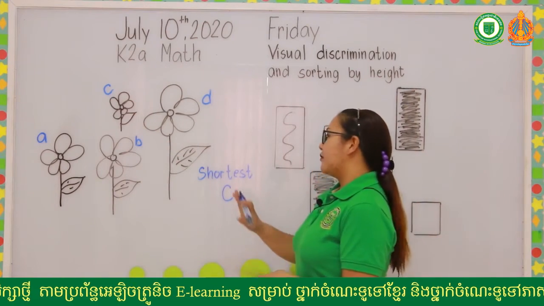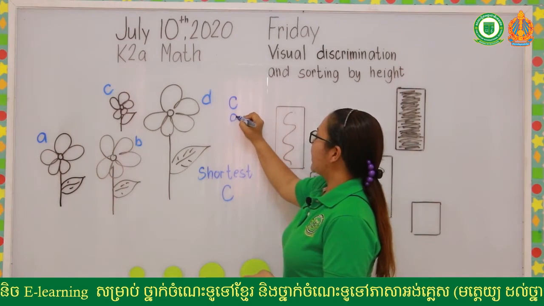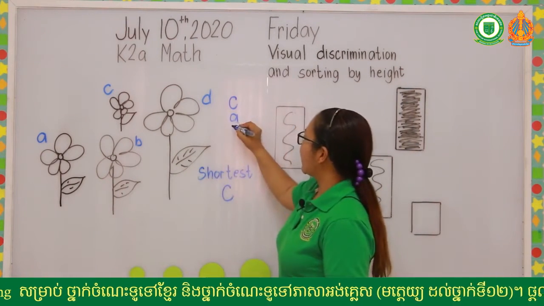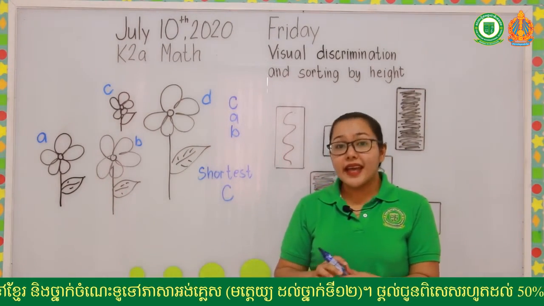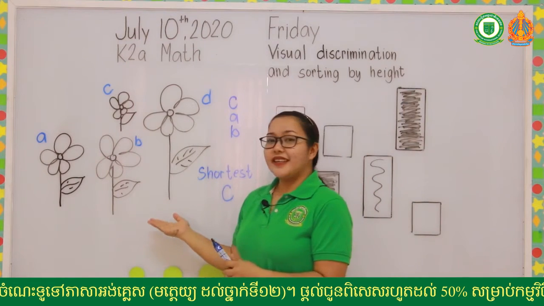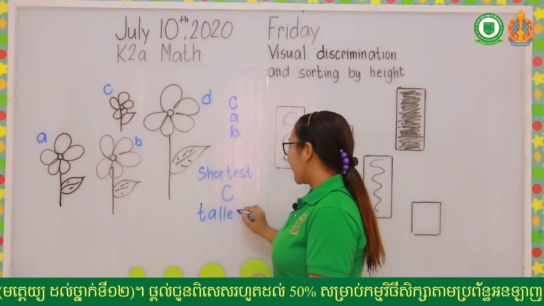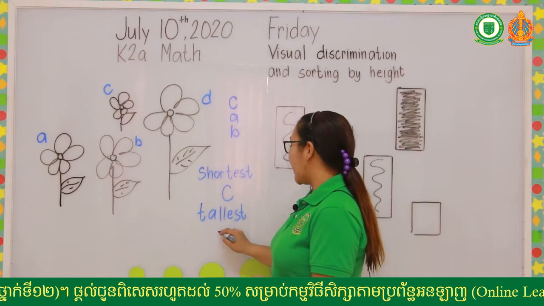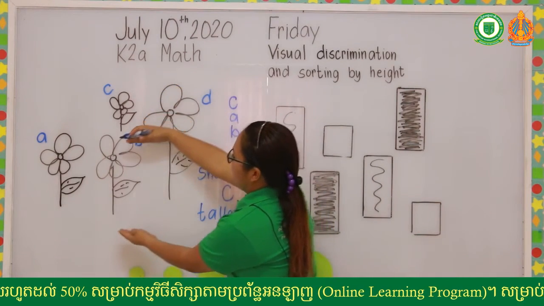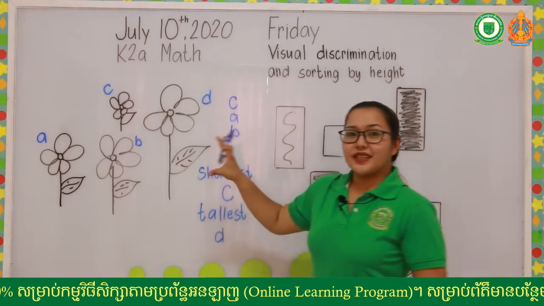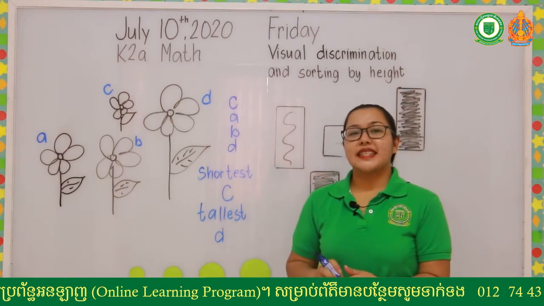So first the shortest, and then letter A, and next to letter A is letter B, which means that the tallest flower is letter D. Okay, it's easy, kids, right? So the tallest flower is letter D. This is the tallest. See? This is the tallest. So the tallest flower is letter D.